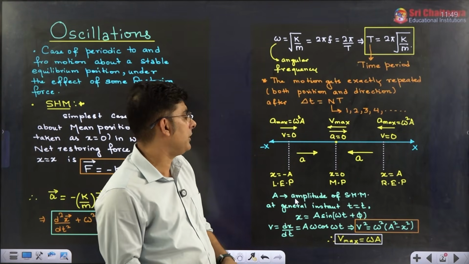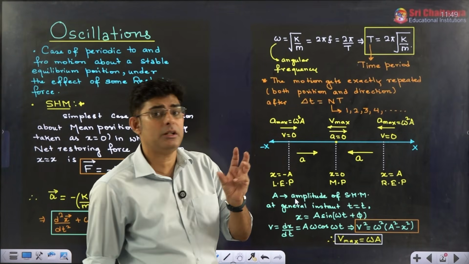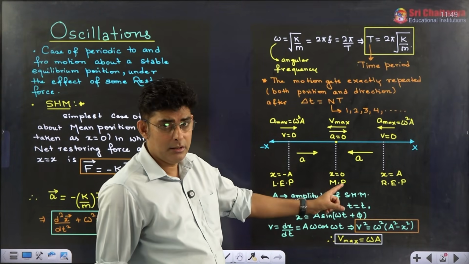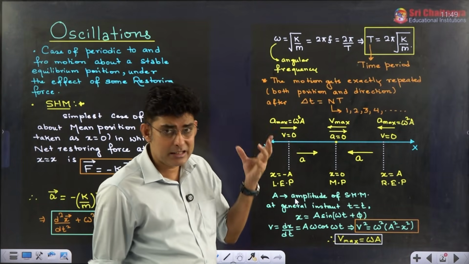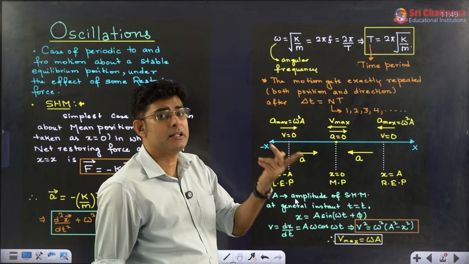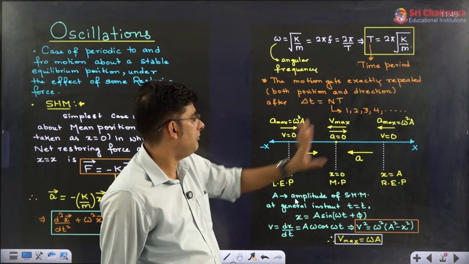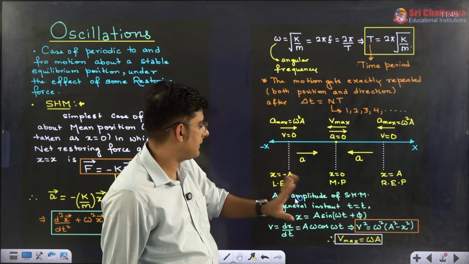Why is speed maximum? Because mean position, I said, is the stable equilibrium position. Stable equilibrium position means total potential energy is minimum here. But in SHM, energy remains conserved, so minimum potential energy means kinetic energy should be maximum. So speed will be maximum over here. Okay, so at mean position, V maximum, acceleration 0.